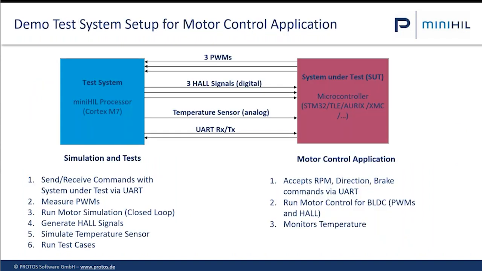So now let's have a look at my little demo I brought you. We have a system under test with a BLDC motor control system. It generates 3 PWMs. We have in the test system a motor simulation that returns 3 Hall signals, could also be analog signals or whatever your motor uses to be controlled, temperature sensor, UART, and so on. I don't want to go too much into detail.